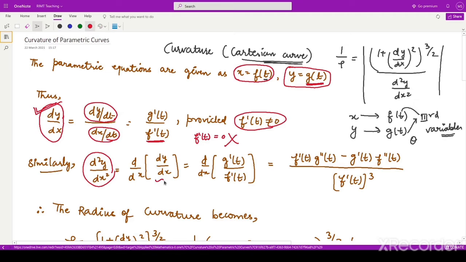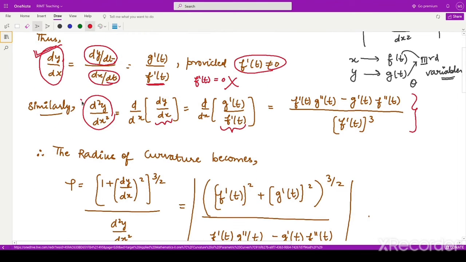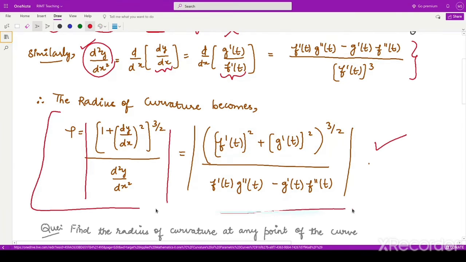So I have substituted its value. You can differentiate it applying the quotient rule. And then once you have the first derivative and the second derivative, you can substitute all these quantities in this radius of curvature term. So this is the formula for radius of curvature. I have just substituted the values and simplified. So this is your final result. This formula you should remember.